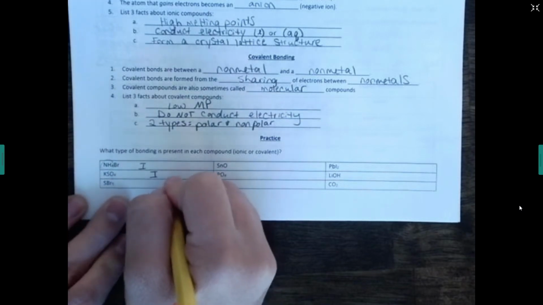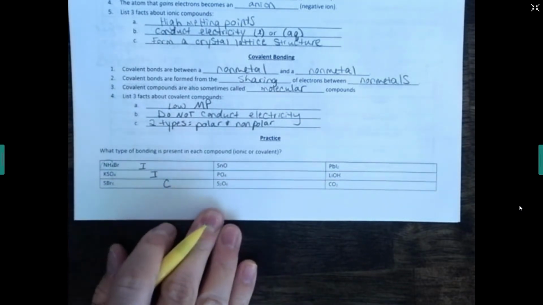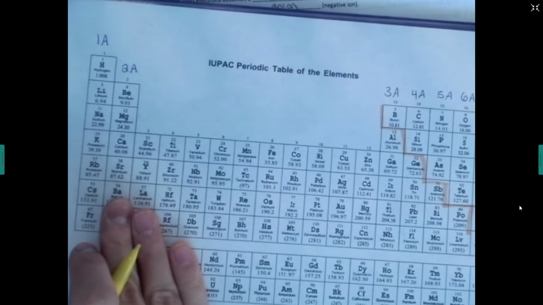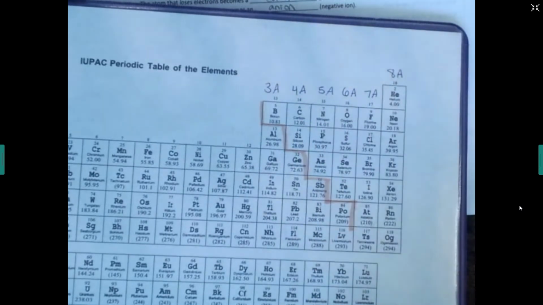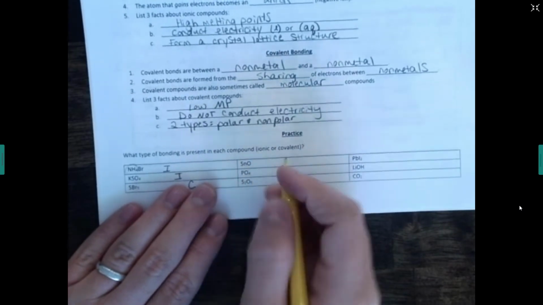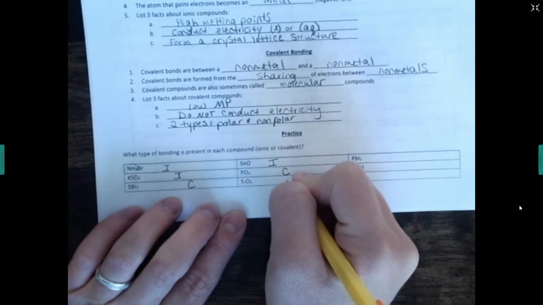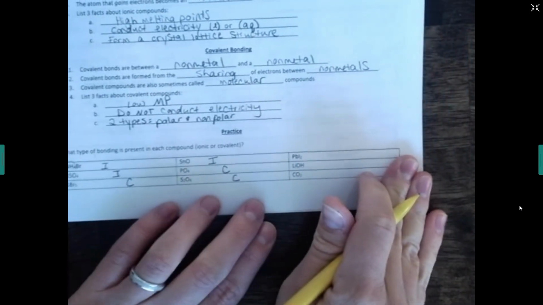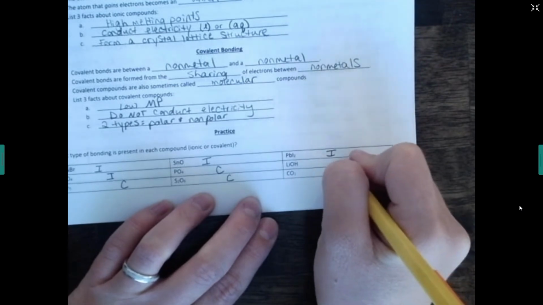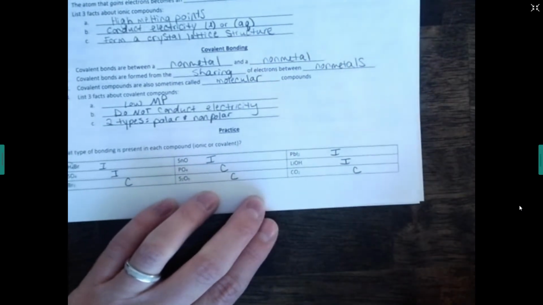This is covalent. And remember, how do you know if something is a metal or not? You look at the periodic table. If it is to the left of the zigzag, it's a metal, with the exception of hydrogen. If it's to the right of the zigzag, it's a nonmetal. That's how you know. Okay, so tin and oxygen. Tin is a metal, so that must be ionic. This one is covalent. This one is covalent. This one is ionic. This one's ionic, and this one's covalent. Okay, so check your answers there. All right, flip.